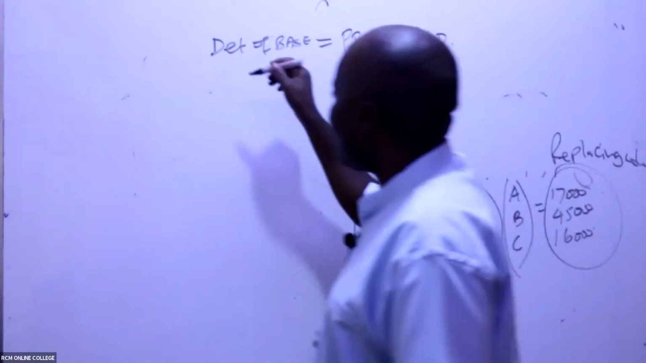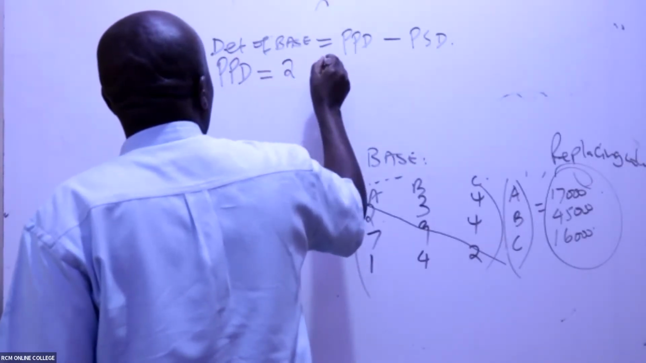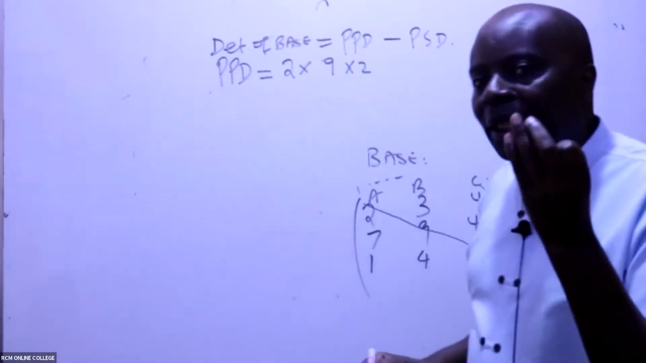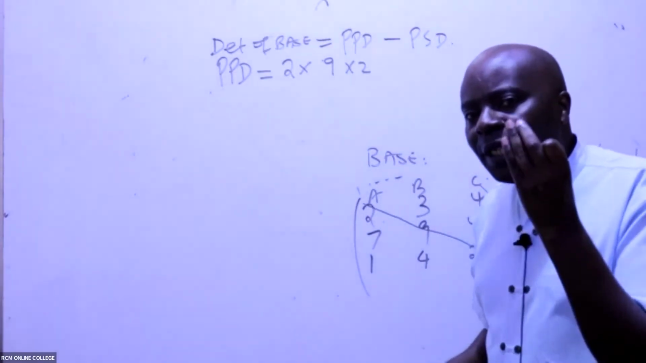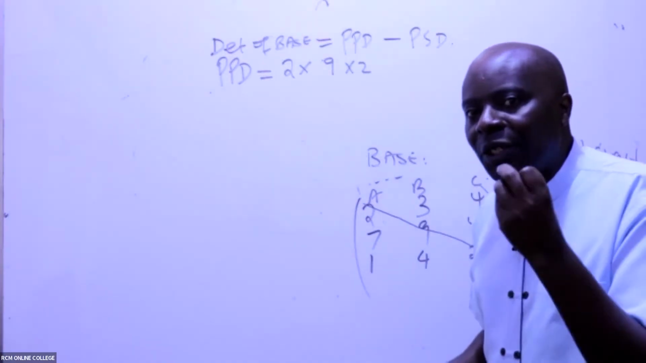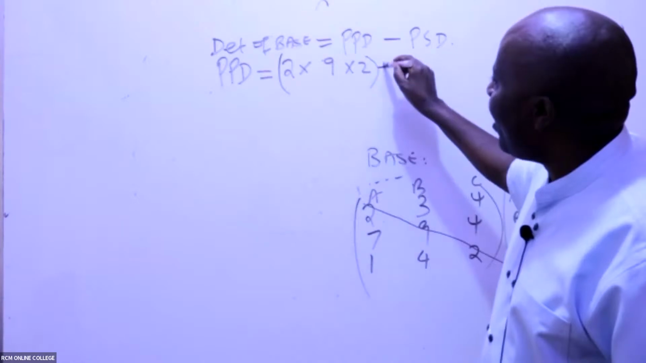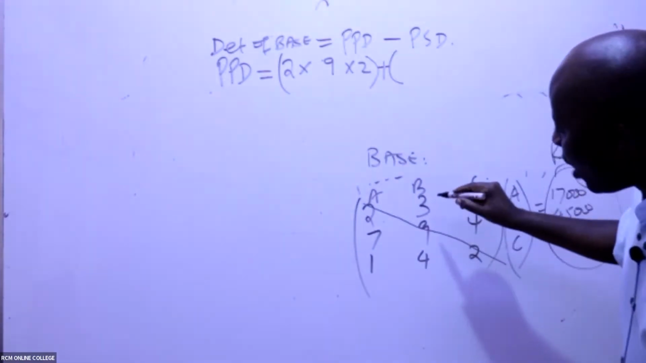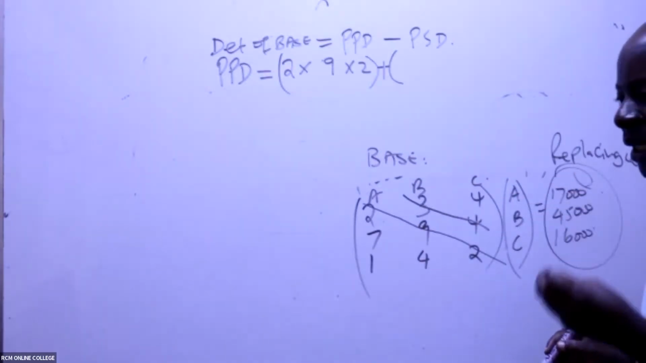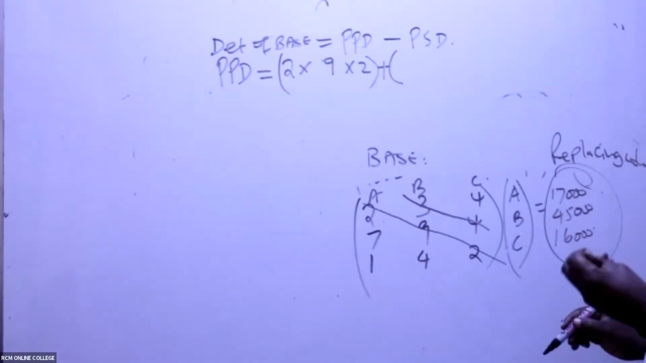So you come and write for us, you tell us product of primary diagonal. So we have here 2 times 9 times 2. But you see, this is a 3 by 3 matrix. If it is a 3 by 3 matrix, it has 3 primary diagonals. So you have to come and add all of them. So you say plus. You see, there is one that is parallel to this, but it has only 2 elements.